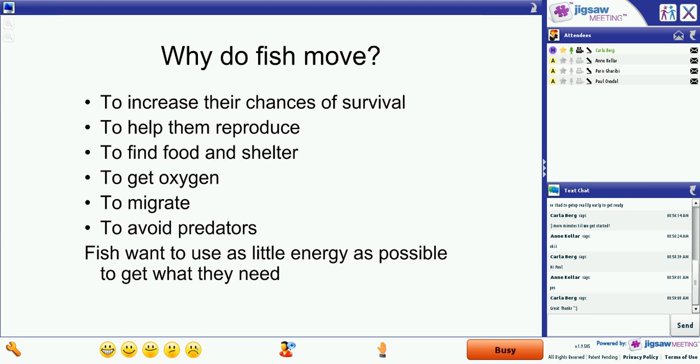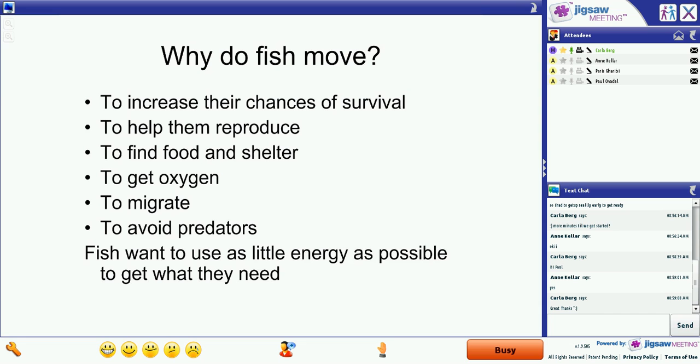So why do fish need to move? Well, they need to move to increase their chance of survival. They move so that they can reproduce. They move to find food and shelter. They move to get oxygen. Some fish move to migrate. And they move to avoid predators. All of these reasons are why fish move.